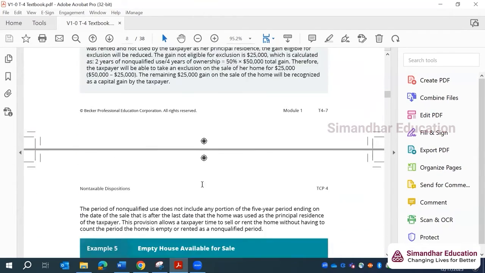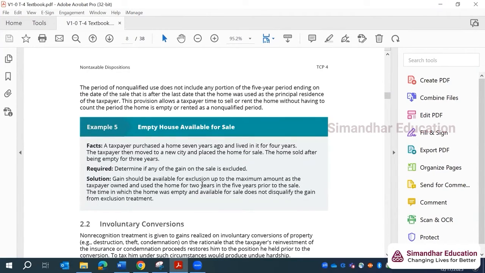Okay. Now, there's one more thing that we have to remember: sometimes we will use the property and own the property and then we will move somewhere else. But if we are not renting the property and the property is just lying there, there is no non-qualified use of the property. Even though the property is lying there for a longer period, you will still be eligible for the exclusion.